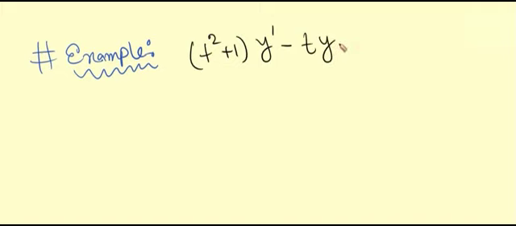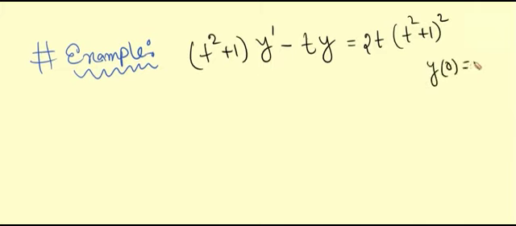So our first example, and obviously the only example that we're going to talk about today, will be of the form t square plus 1 times y prime minus ty is equals to 2t times t square plus 1 whole square. This is our equation, and there is some initial condition that when t equals to 0, y of 0 would be 2 by 3. So this is our equation over here, and this is the initial condition. Let's call it IC, that means initial condition. So how we go on and solve this, right?